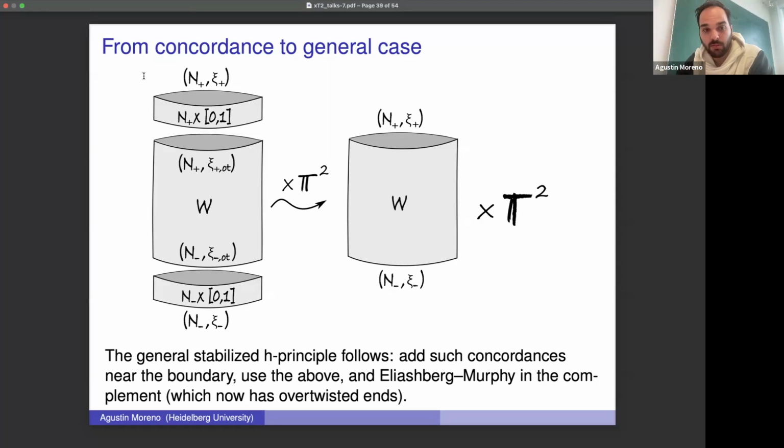Okay. So this is where our result comes in. We prove that when you take the product with T2 on this trivial concordance, then we can actually get rid of the obstruction that we had before. Okay, so that's, in a nutshell, how the proof goes. So that's the strategy here. Okay, so now we reduce everything to proving this result for the case of a concordance.